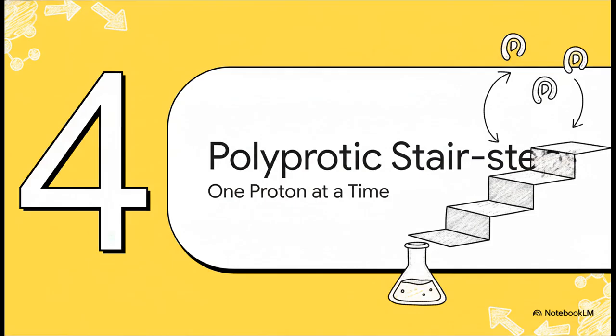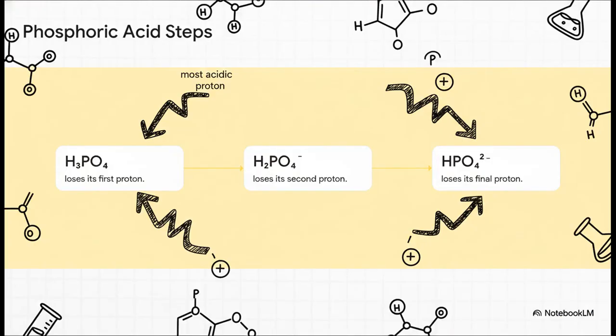Okay, so we've done strong acids, we've done weak acids, but what if an acid can give up more than one proton? We call these polyprotic acids, and their curves are just a fantastic buildup of everything we've just learned. Take something like phosphoric acid, H3PO4. It's got 3 acidic protons it can give away, but it doesn't just dump them all at once. Nope, it loses them one by one in stages. First, the most acidic proton goes, then the next one, and then finally the last, least acidic one.